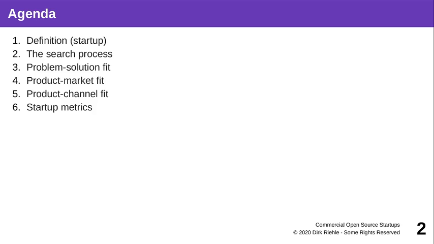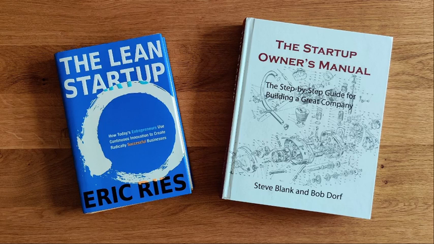We will learn today that a startup is basically an organization in search of a viable business model. That's the definition. And that this search has an expanding scope that goes through the three main stages that we call, following industry terminology, finding, so searching for, and then hopefully finding, problem solution fit, product market fit, and product channel fit. And we will close with a short look at metrics.